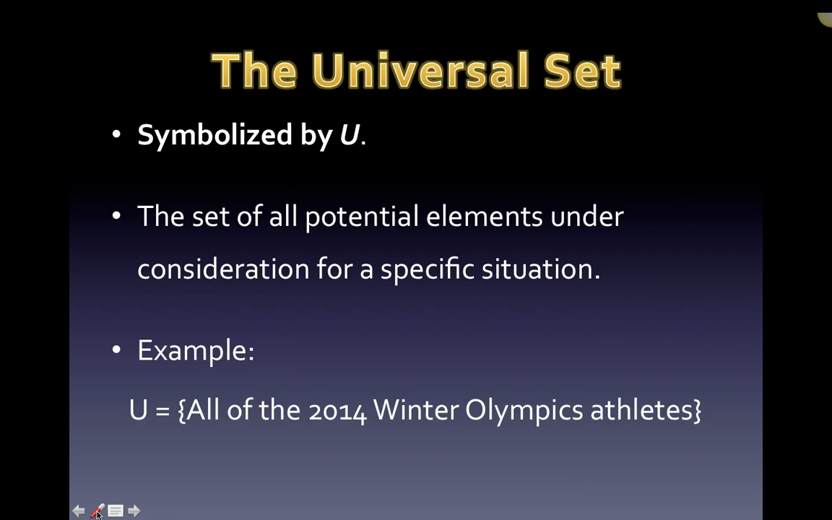So for example, the Olympics just got over, so the set U could be all of the 2014 Winter Olympics athletes. That would be an example of a universal set. So in that set, since we've got all the 2014 Winter Olympic athletes, we would know that only those people would be considered potential elements.